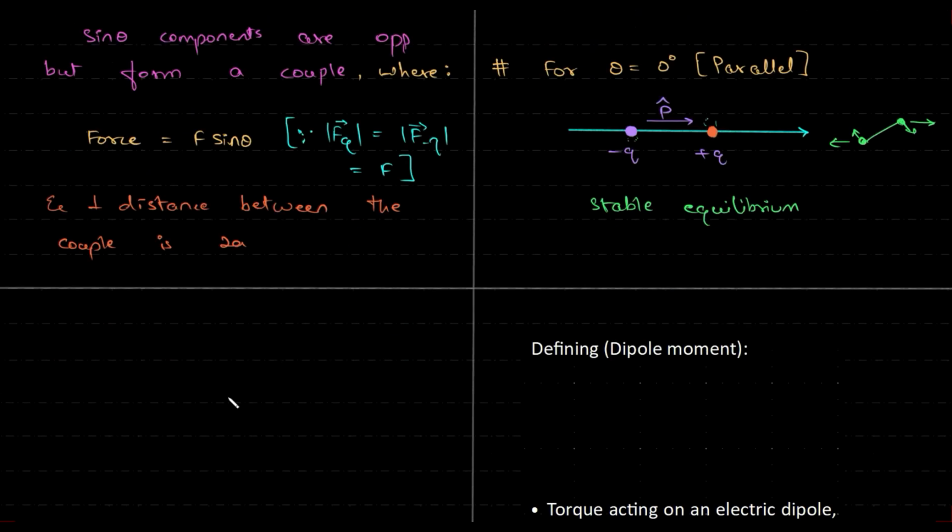Right? Now, what happens for theta equal to 180 degrees? That is anti-parallel. This is known as a case of anti-parallel.